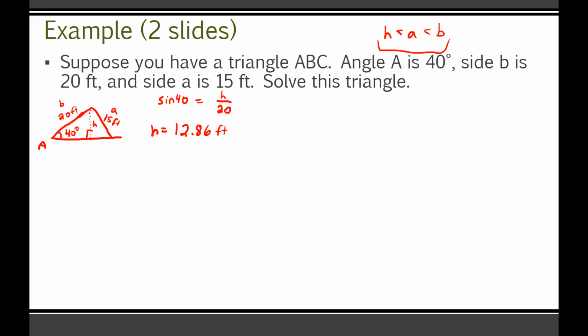So let's back up here. Since this is ambiguous, this means we could have a triangle that looks like the one I doodled right here, a wide triangle like this. Or we could have a triangle that once again has a 40-degree angle, and this is 20 feet, but it could be that that 15 feet comes swinging back that way, right? So we could have a wide triangle, or we could have a really skinny triangle here.